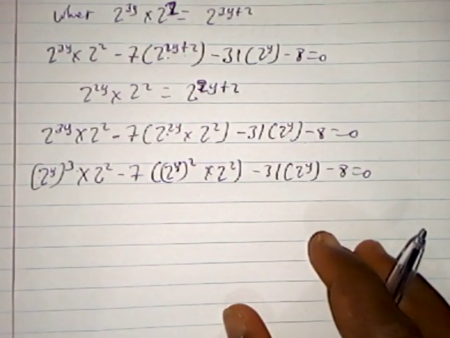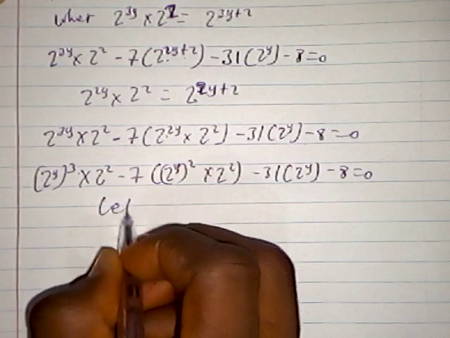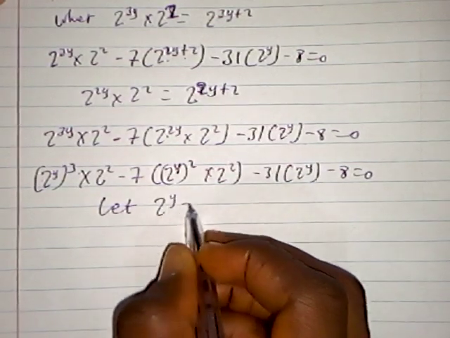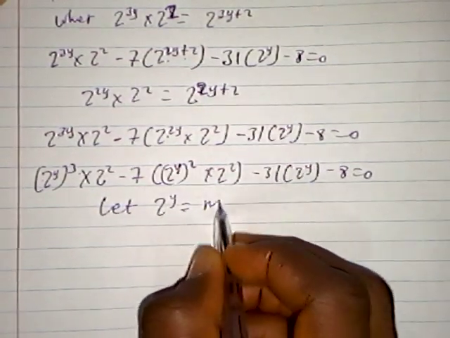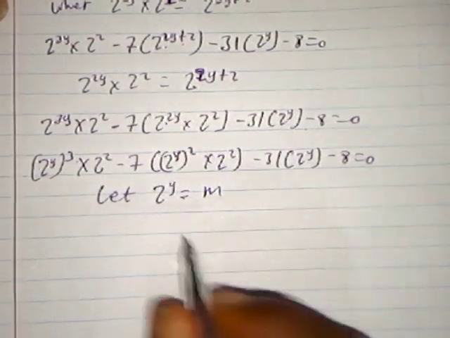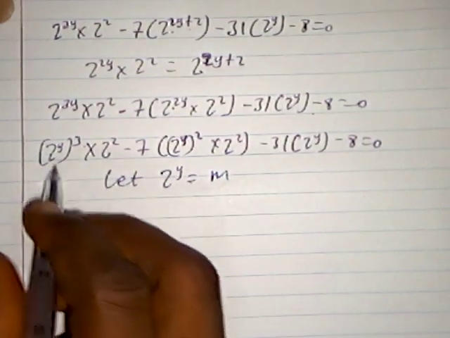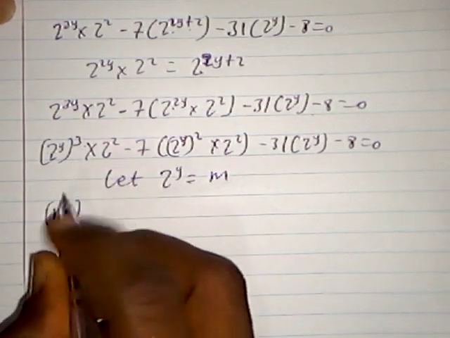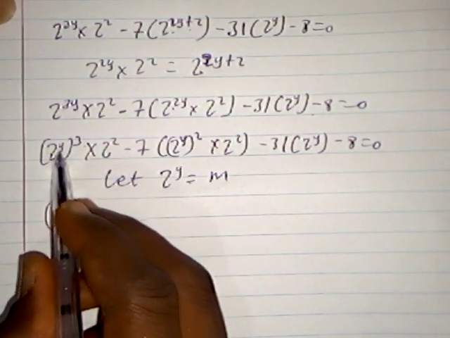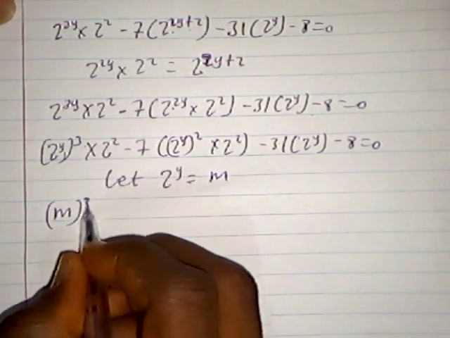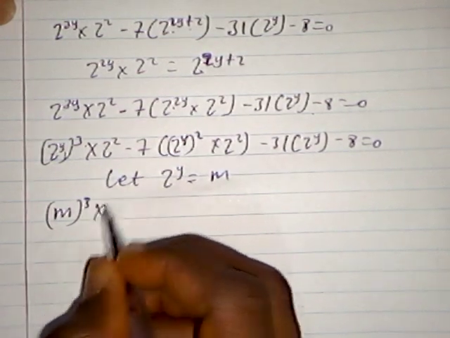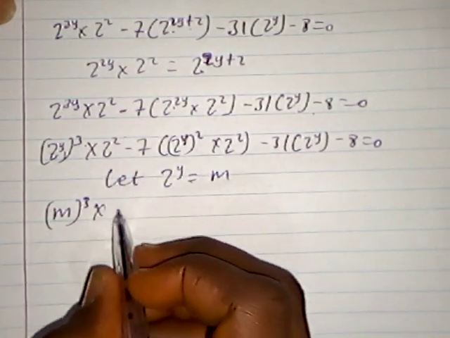What are we going to do? Now we are going to let 2 raised to the power y equal m. So anywhere you see 2 raised to the power y, you put m. Do you see here there is 2 raised to the power y? So we are going to put m. What is the power of this bracket? It is 3. You put 3 times 2 raised to the power 2. If you use your calculator, it's going to give you what?